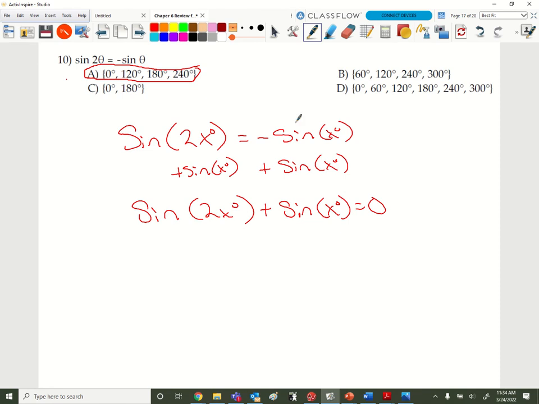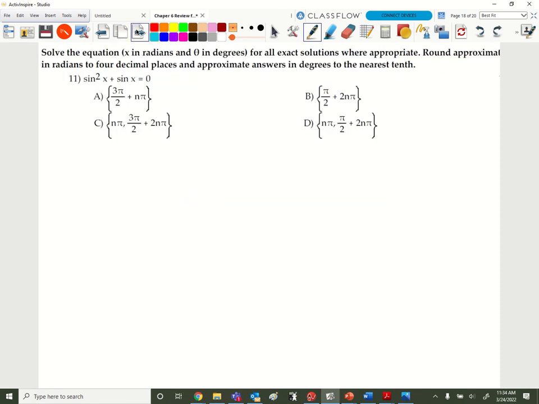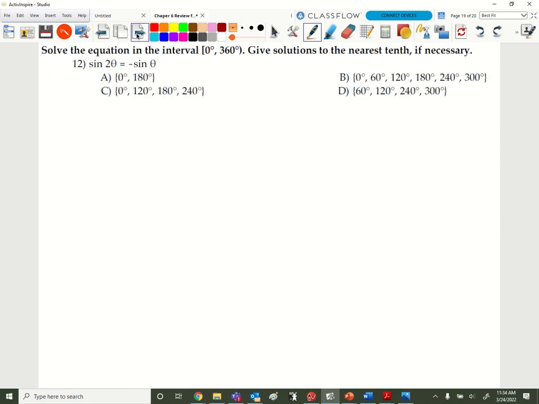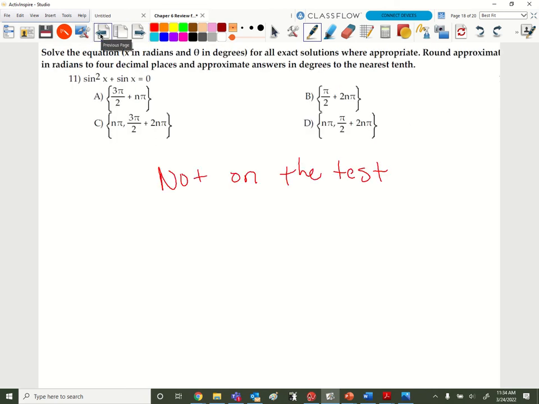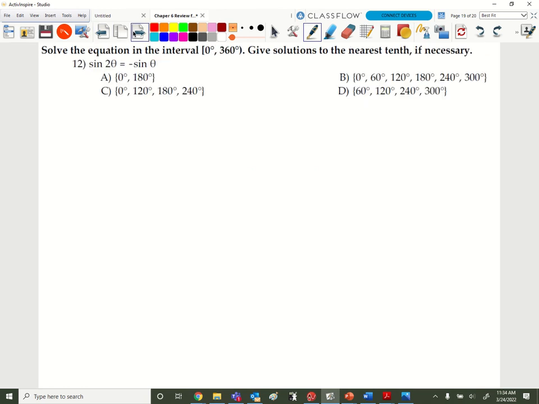There we go. Number 11. Now, I'm throwing out number 11. It's not on the test. It wasn't on the homework. So it's not on the test, not on the homework. And what I did is I replaced it with some of the other problems like we just did on number 10, and what we're doing right here on number 12. So it's going to be the same ones, more problems like that. So this one's not on the test, so you can skip that one there.